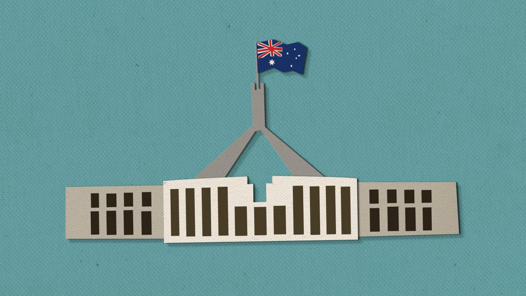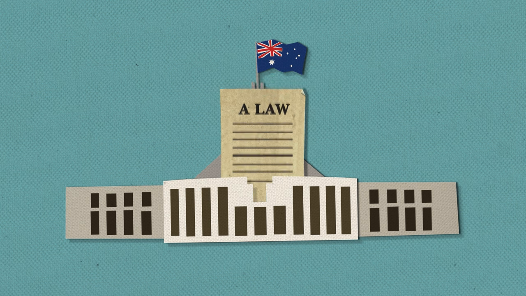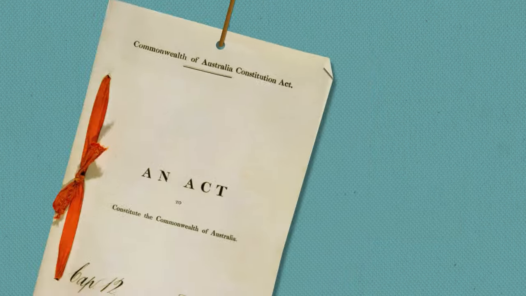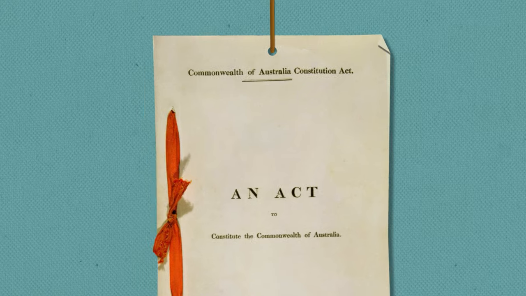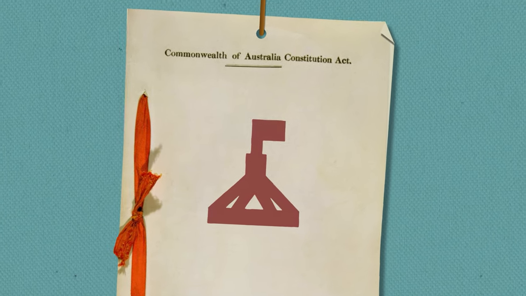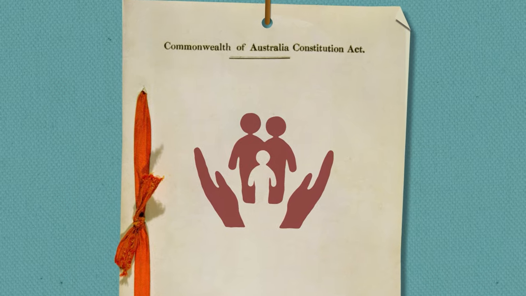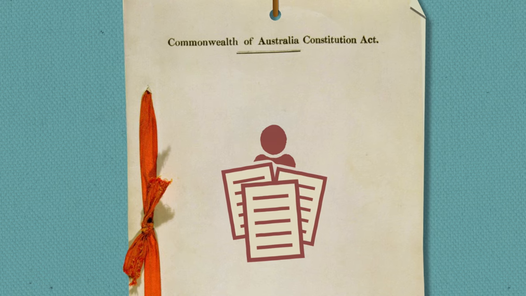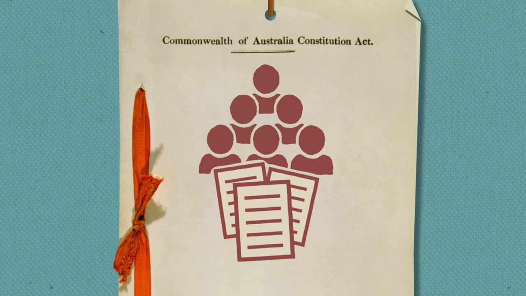One of the main roles of the Australian Parliament is to make laws for the people of Australia. This power comes from the Australian Constitution, which says that the Australian Parliament has powers to make laws on important national matters, such as welfare, defence, immigration, and taxation. Laws are formal rules which people and organisations have to follow.